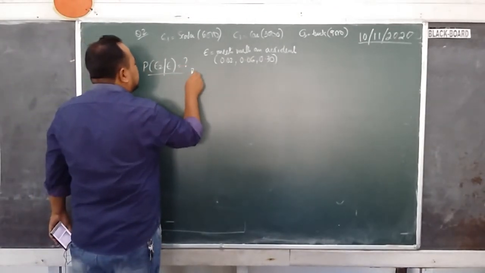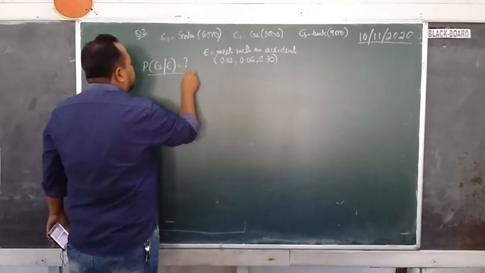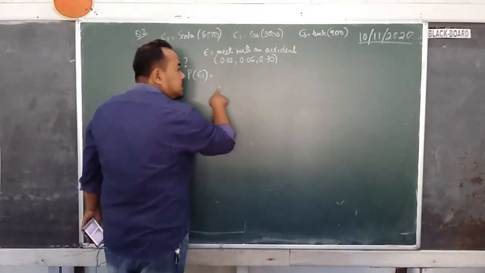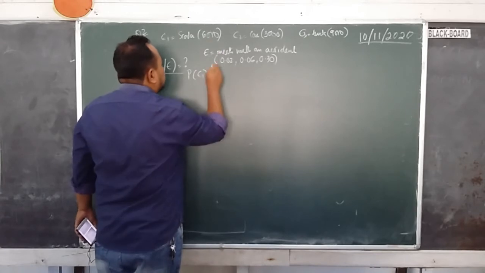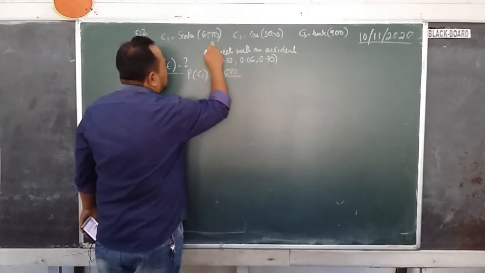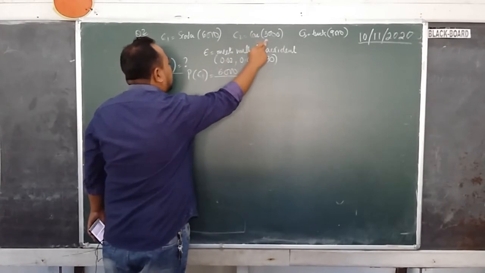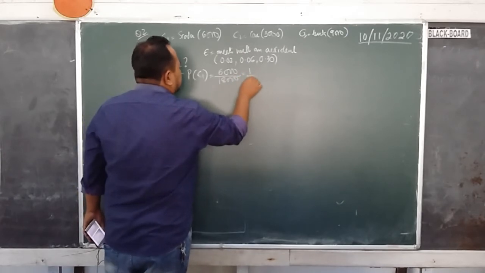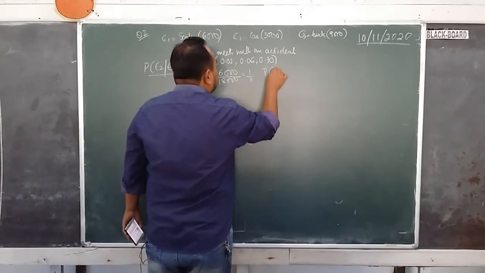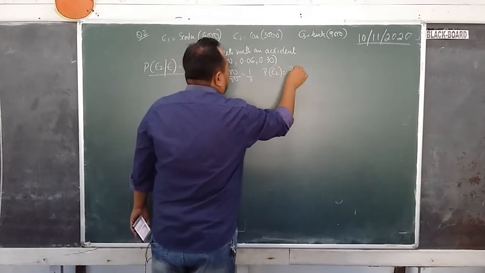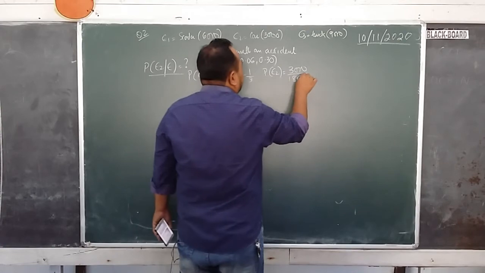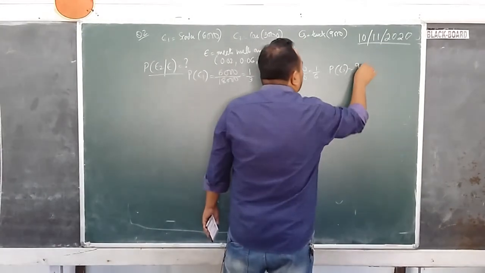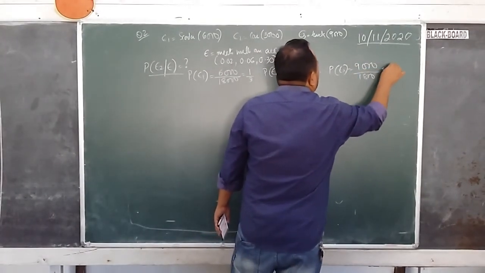You know the formula. So what is the probability that the insured person is a scooter rider? Probability is favorable divided by total. So how many scooter riders are there? 600 divided by total. How many people are there? 600 plus 3,000 is 3,600 plus 9,000 is 18,000. So what is the probability that the insured person is a car driver? 3,000 divided by 18,000, it's 1 by 6. And finally, what is the probability that he is a truck driver? E3, it's 9,000 divided by 18,000, that is equal to 1 by 2.